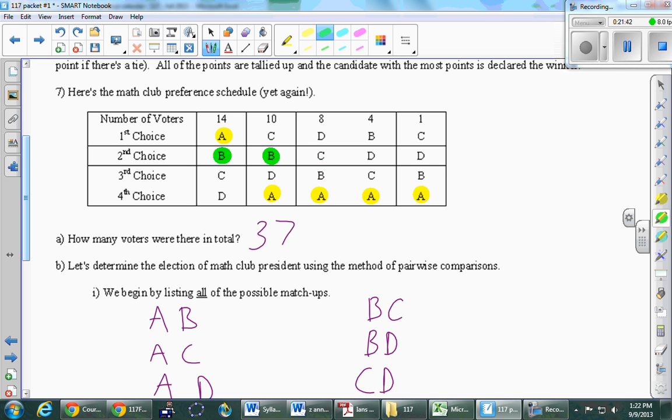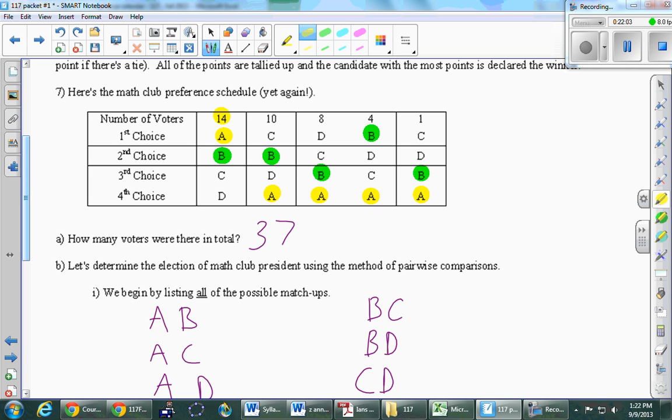I don't know how you're going to do this on your notebook, but it should be easy to look up here and see what's going on. You could put squares around A's and circles around B's. So, in the first column again, who do the voters prefer, A or B? Definitely A. So I'm going to highlight those 14 in yellow.